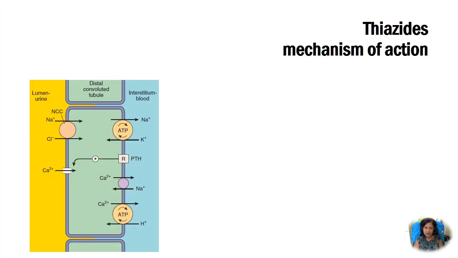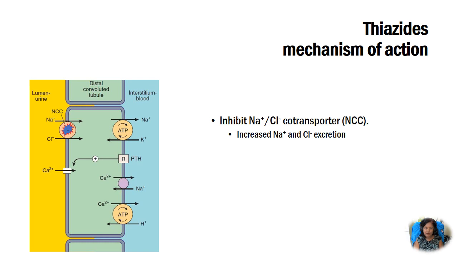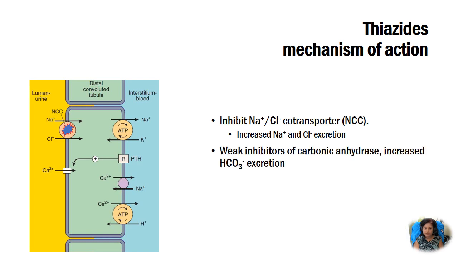The mechanism of action of thiazides is to inhibit the sodium chloride cotransporter, and this causes an increase in excretion of sodium and chloride ions. It is also important to note that thiazides are weak inhibitors of carbonic anhydrase, which increases bicarbonate excretion. It also causes an increase in magnesium and potassium excretion because of the blocking of the NCC cotransporter.